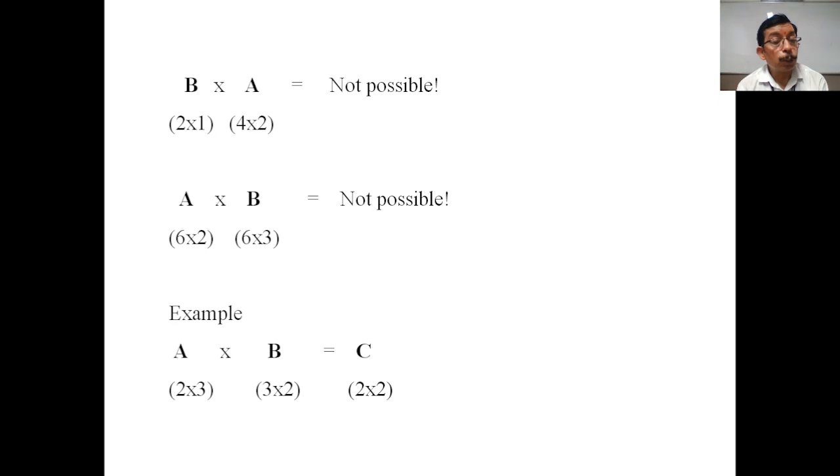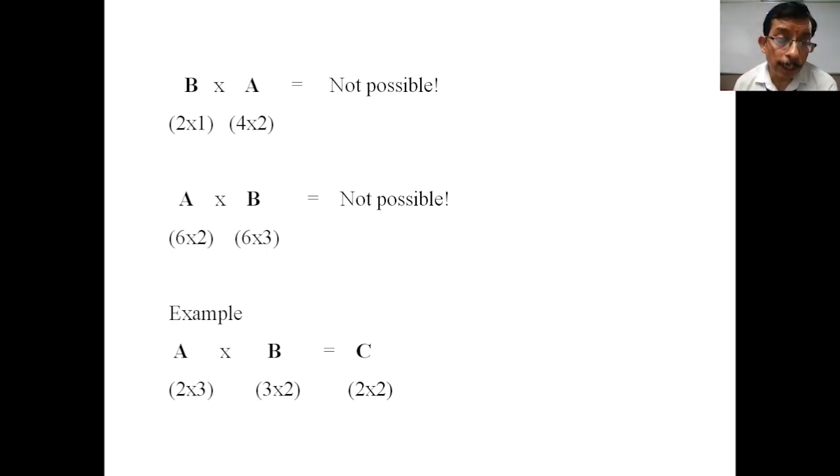Similarly, a few more examples. B and A are two matrices. The order of B is 2 by 1. The order of A is 4 by 2. The 2 by 1 means the number of columns is 1, and the number of rows in matrix A is 4. These are not equal, so the multiplication is not possible. It is not defined.